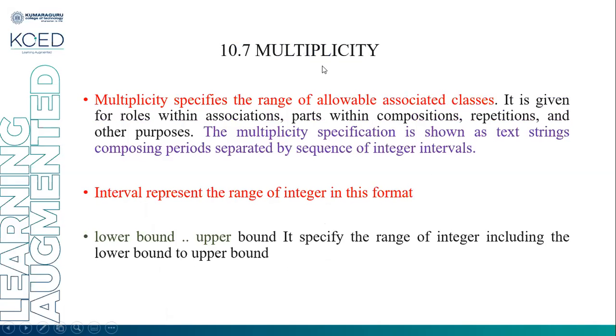Next is multiplicity. Multiplicity specifies the range of allowable associated classes. It gives this for the roles within the association, parts within the composition, repetition, and purpose. The multiplicity specification is a text string composed of integer intervals separated by periods. An interval represents the range of the integer in this format: lower bound to upper bound. It specifies the range of the integer including the lower bound to the upper bound.